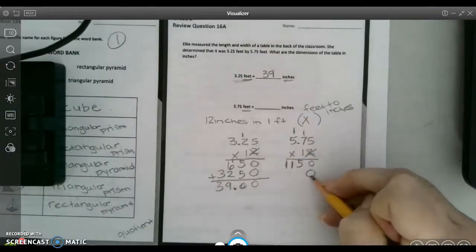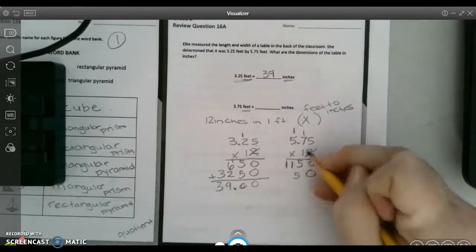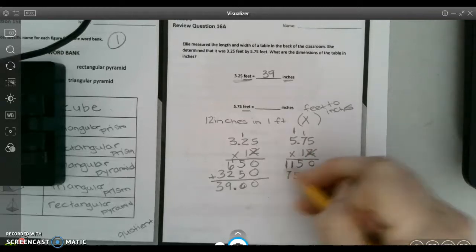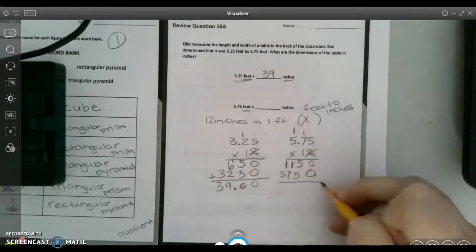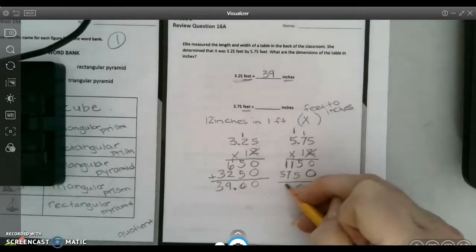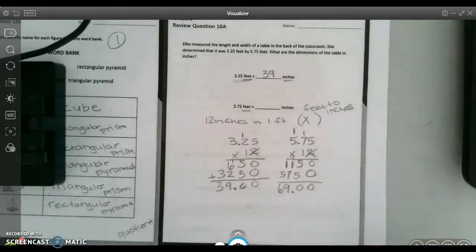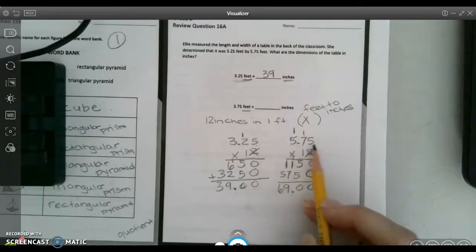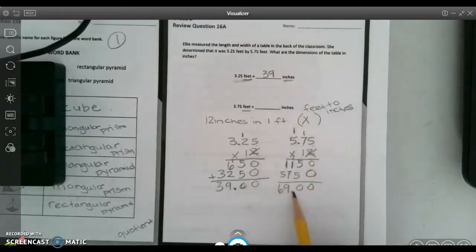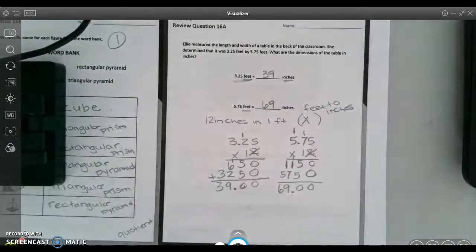So we put a placeholder 0 and move to the tens. 5 times 1, 7 times 1, and 5 times 1. We add that all together: 1, 2, 9. I put my decimal point here because we were doing 575 hundredths. So my answer goes right here, and that equals 69 inches.